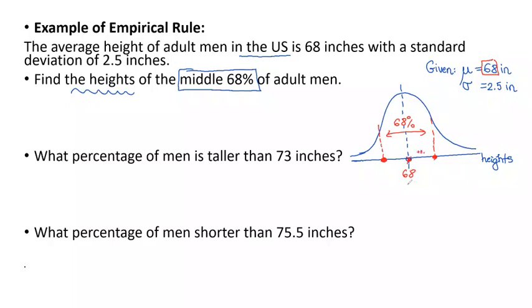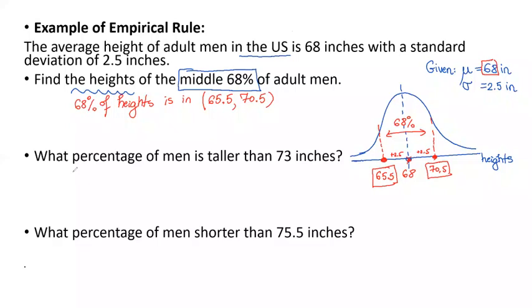Well, I'll simply find those values by adding 2.5, which will be 70.5 right here, and subtracting 2.5 from 68, which will be 65.5. So these are the heights corresponding to the middle 68%. So I would say 68% of heights is in this interval, or between these two values.